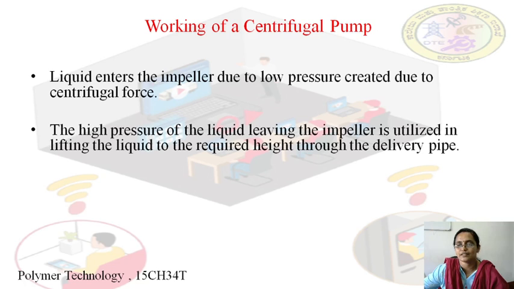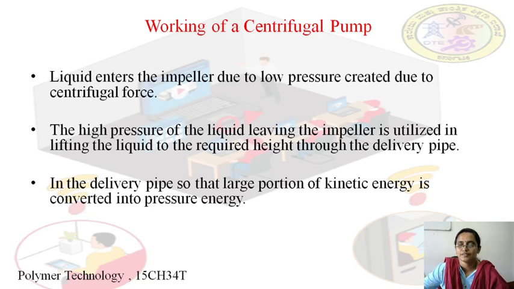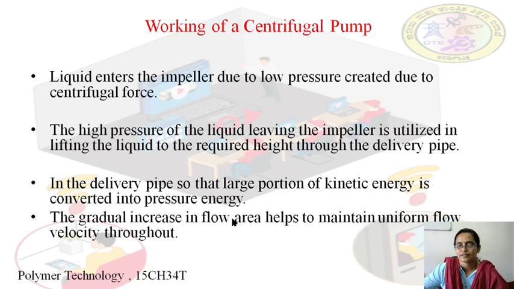The high pressure of the liquid leaving the impeller is utilized in lifting the liquid to the required height in the delivery pipe. Then the liquid rotates in the impeller. After leaving, the liquid contains kinetic energy, which is converted to pressure energy and helps the fluid lift to a particular height in the delivery pipe. In the delivery pipe, a large portion of kinetic energy is converted into pressure energy. In the casing chamber, the flow area gradually increases, which helps to maintain uniform flow velocity throughout the discharge.